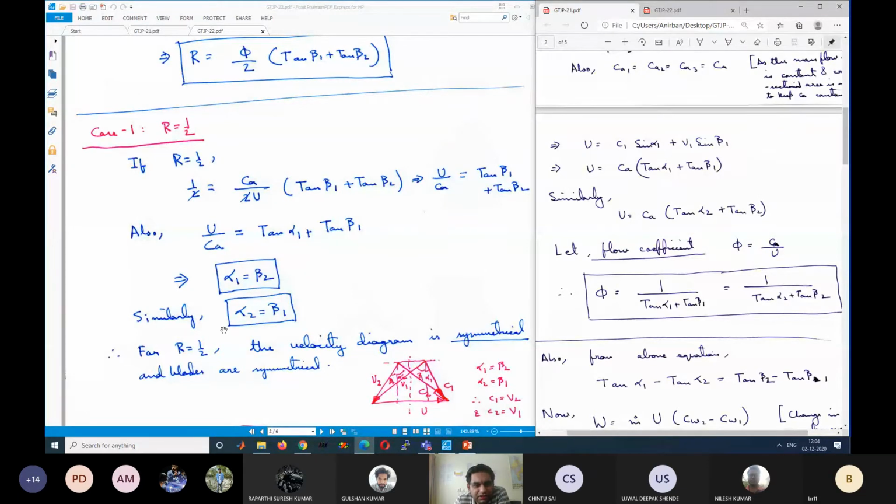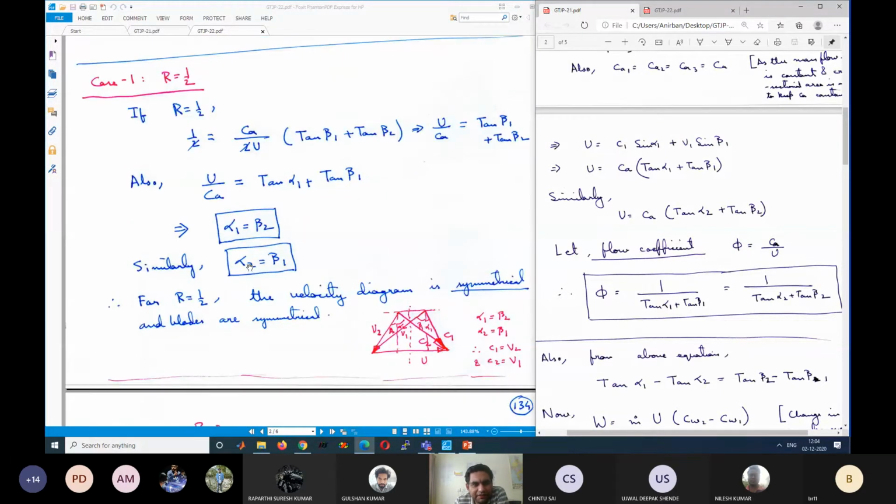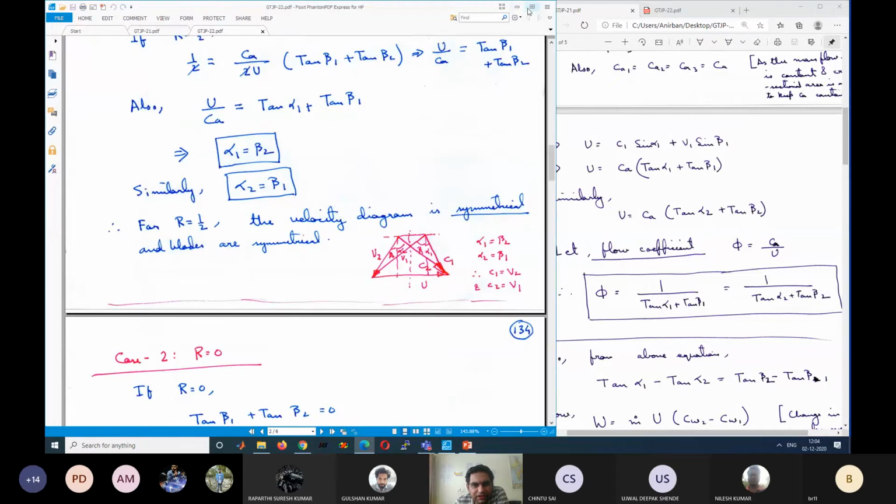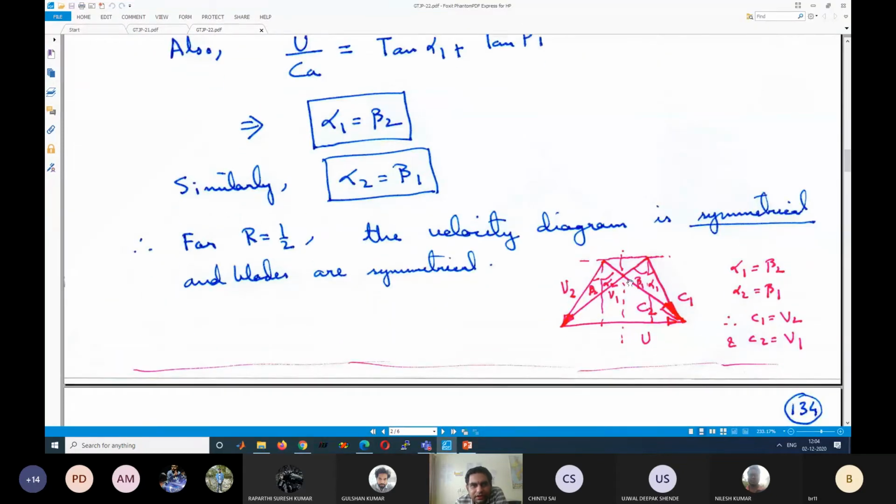Similarly, you should try this. Just don't directly write it; I am writing it here because it's just similar. Alpha 2 is equal to beta 1. It means that the velocity diagram is symmetrical about the center line. If you draw the velocity diagrams together, this alpha 1 is equal to beta 2 and this alpha 2 is equal to beta 1. So these two triangles look symmetrical, like a mirror image with respect to the center point. Alpha 2 is equal to beta 1 and alpha 1 is equal to beta 2.